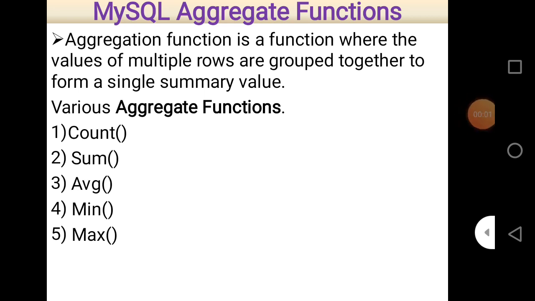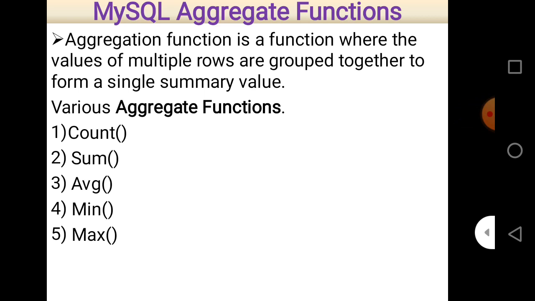Good morning, students. Today our topic is MySQL aggregate function, and this is MySQL aggregate function part 4. In this lecture, we are going to discuss the min function, which is an aggregate function. In our previous lecture, we already discussed the count function, sum function, and average function. As the name suggests, the min function basically returns the minimum value among different values.